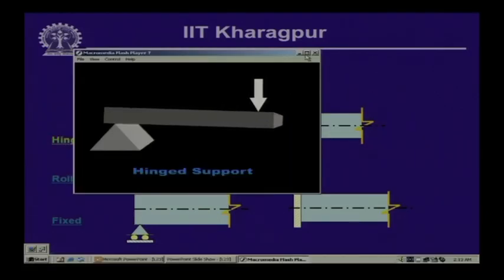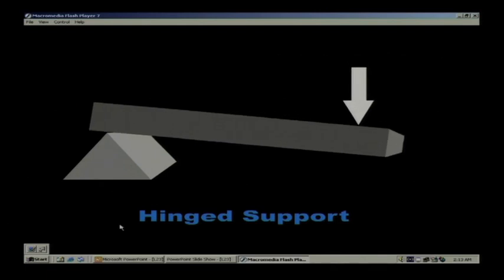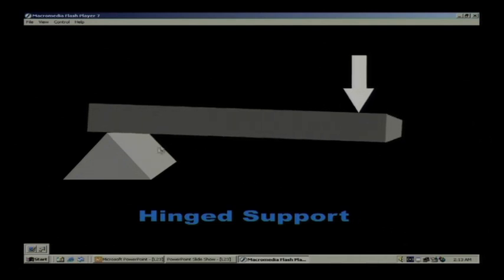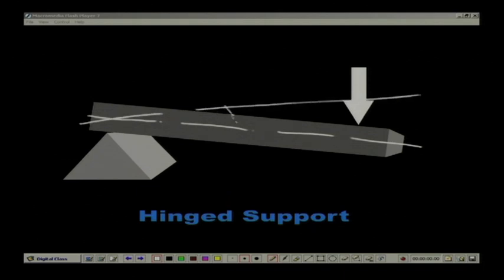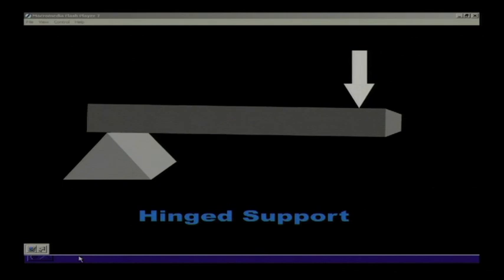Now, if we look into the hinge type of connection, when this is a part of the beam and it is loaded, it is undergoing rotation. If we call this the axis of the bar, then with reference to this original axis it is undergoing rotation, whereas this particular point which was originally at this position remains here. That means no horizontal or vertical movement is allowed, but the rotation is allowed. So, this is the hinge type of connection or support.